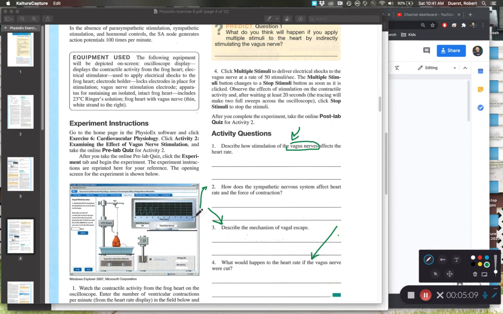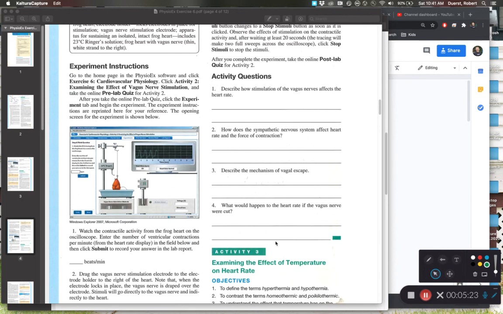Otherwise, if it was up to just the sinoatrial node, our resting heart rate would be about 100 beats per minute. And thank goodness our resting heart rate is not 100 beats per minute. That would not be enjoyable. And I just want to make sure we cover all the questions. We're good. So that's everything for PhysioEx exercise 6, activity number 2.